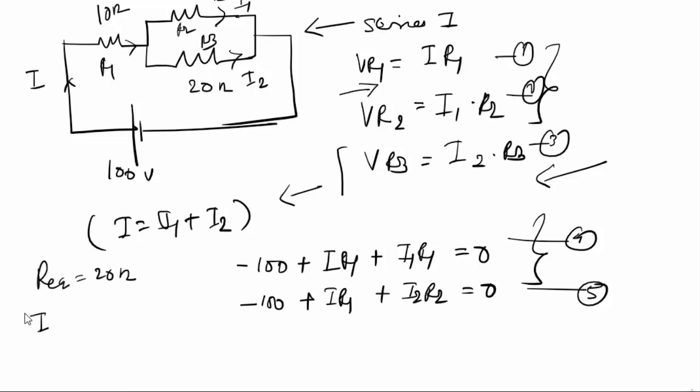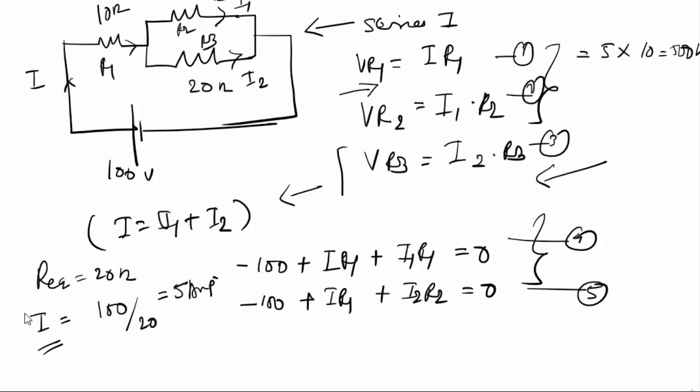So my current I will be equal to 100 divided by 20, which will be equal to 5 ampere. So I got my I. From this case it's simple to find my VR1, which will be equal to 5 into 10, which is equal to 500 volt.